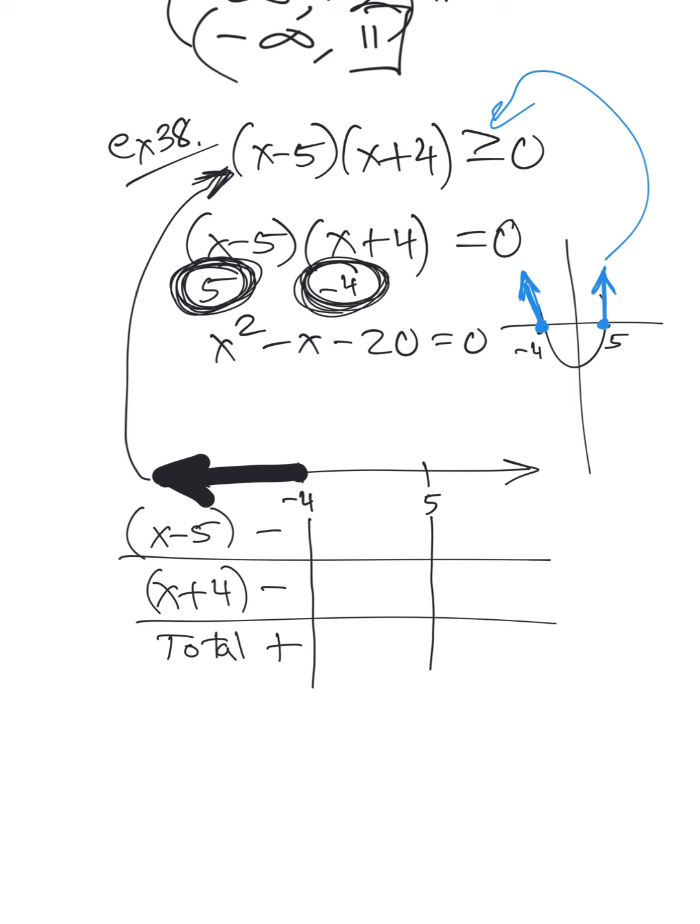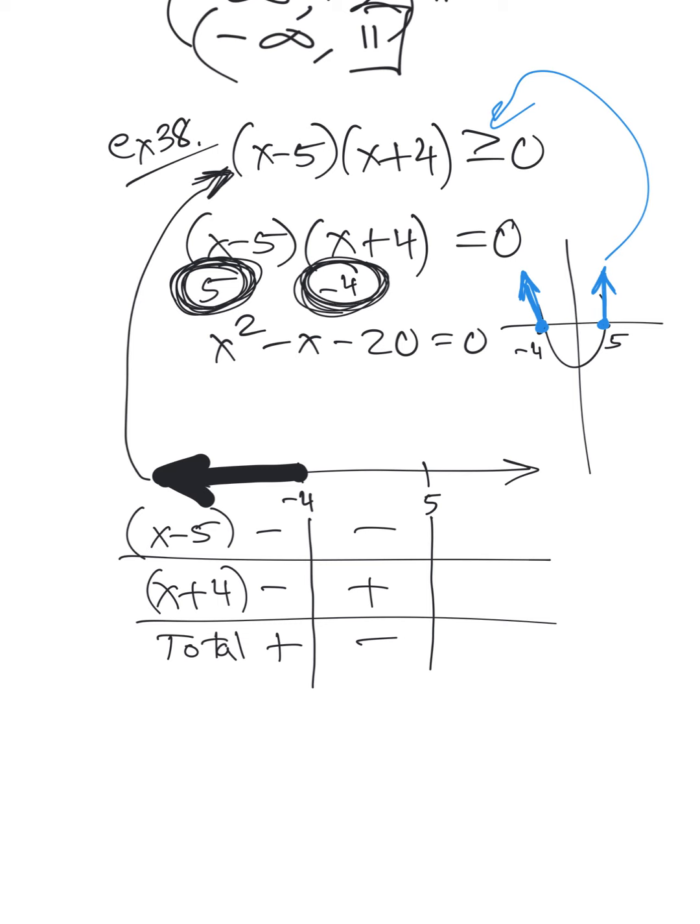Pick a number, any number between negative 4 and 5. 3. Okay, that's a good one. So you substitute that in, and you fill out that column. Plug 3 in, and let's see if you can figure out your positive and negative. All right, so if we put 3 in, 3 minus 5 is negative. 3 plus 4 is positive. And if you multiply those, you get negative, and we don't want negative.